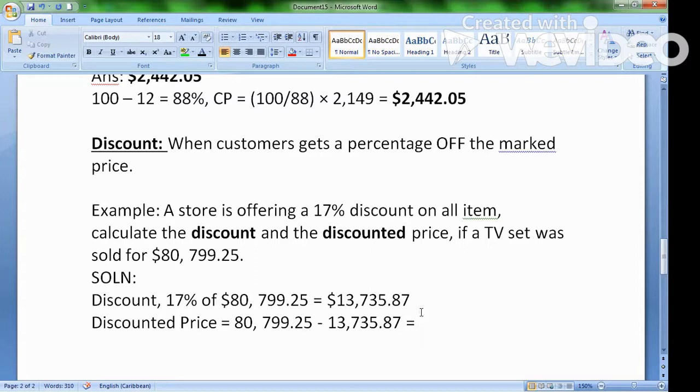What is the difference between those two numbers? 67,000, sir. $63.38. You're absolutely correct. So this represents how much money came off the TV, and this is what the customer pays. Everybody following so far?